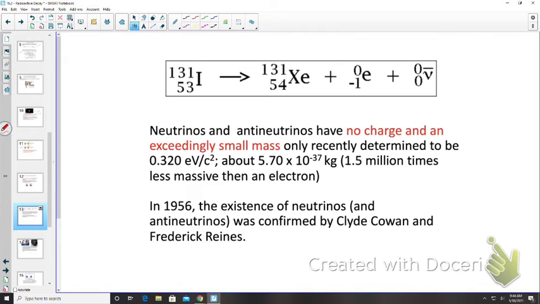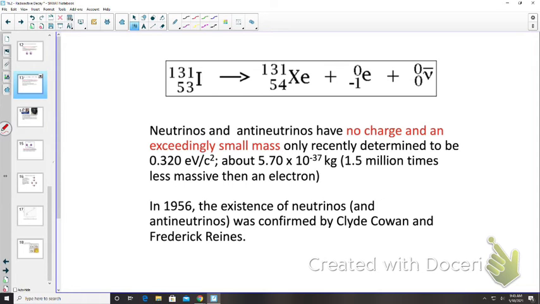So neutrinos and antineutrinos have no charge and an exceedingly small mass. So they're really light and no charge, so they're kind of hard to detect. It was only recently determined that their mass was about 5.7 times 10 to the negative 37 kilograms. Right, this is tiny. It's 1.5 million times less the mass of an electron. Right, so really small, light, neutral particles, hard to detect and prove the existence of. So Wolfgang Pauli hypothesized in 1930 that these particles existed to account for the missing energy. And then about 26 years later, the existence of neutrinos and antineutrinos was confirmed scientifically by Clyde Cowan and Frederick Reines.